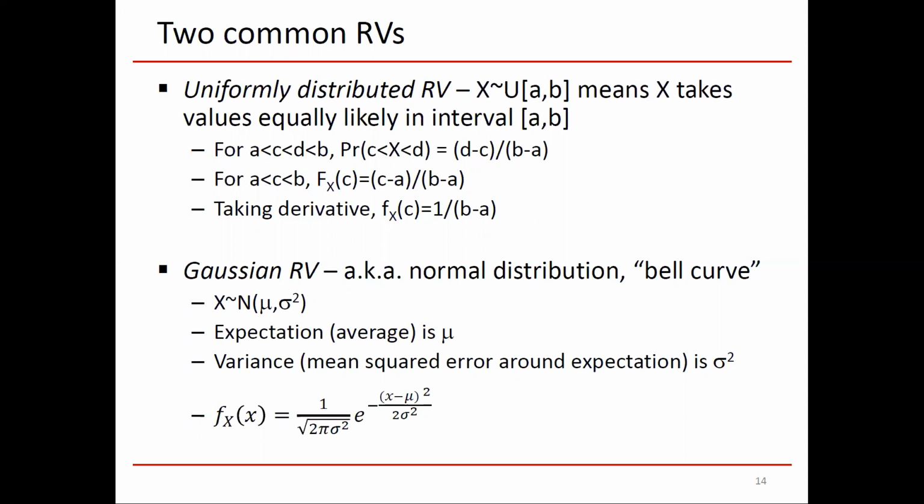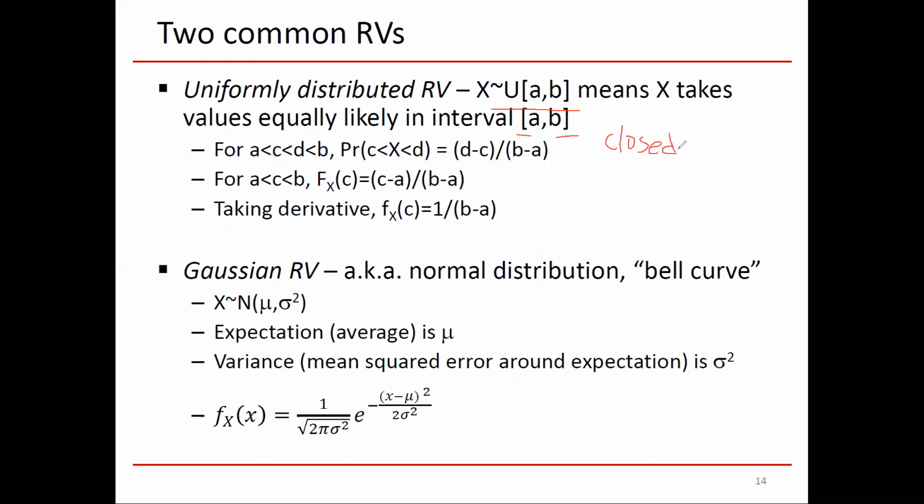One of them is a uniformly distributed random variable, and X will be denoted as U of A, B, meaning that it's uniformly distributed over the interval from A to B, and this is a closed interval. It's closed because of these square brackets. And we could have had an open interval or a semi-open, semi-closed interval. We could have had different things, okay? But just to keep it simple, here we have a closed interval.